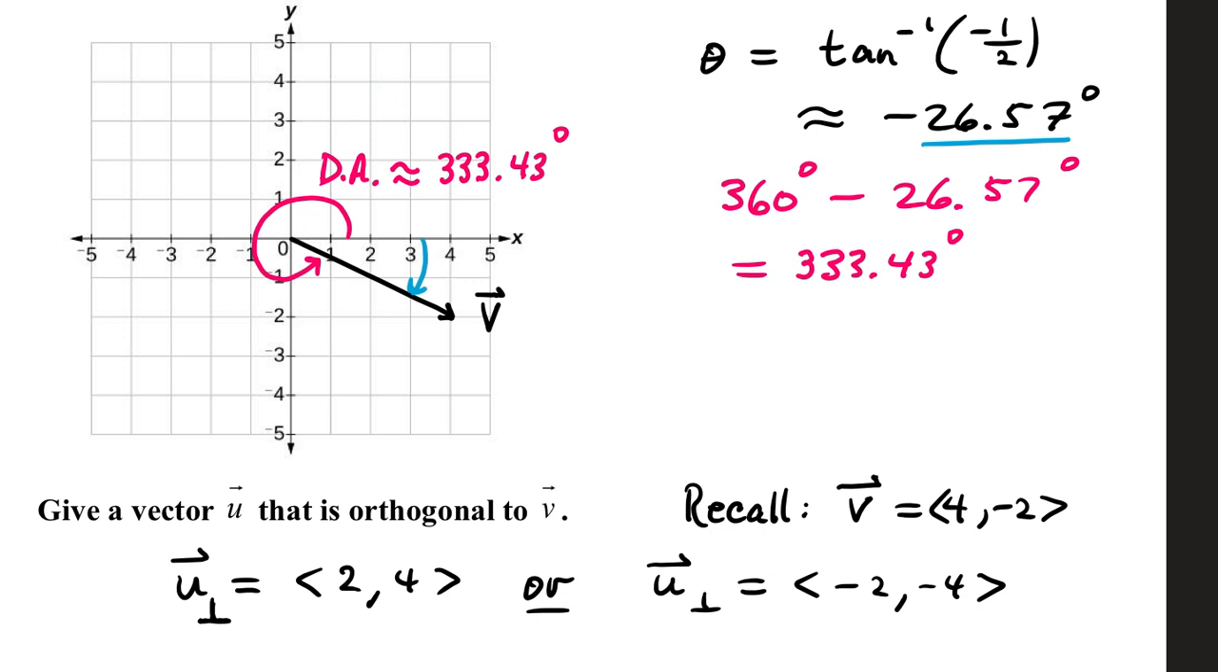My other option would be to reverse the order and put a negative on the 4. And that gives me a vector -2, -4. Follow my highlighter: from the origin to -2, -4. That's also forming a 90-degree angle with vector v.